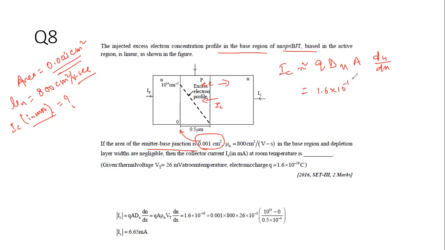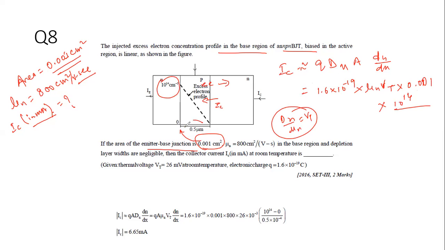So 1.6 into 10 to the power minus 19 coulomb into D_n, and D_n by mu is Vt, the Einstein relation. So put mu into Vt into the cross-section area, 0.001 centimeter square, into dN by dx. dN by dx is 10 to the power 14 upon x, which is 0.5 micrometers, so 10 to the power minus 4 centimeter. After putting all these values, you will get IC approximately 6.65 milliampere. So the answer is 6.65 milliampere.